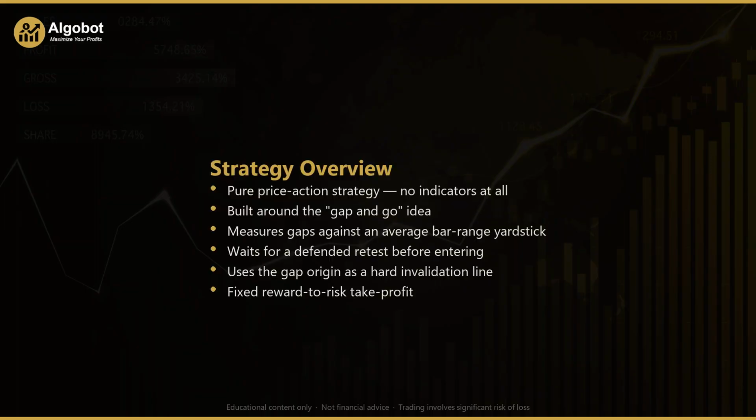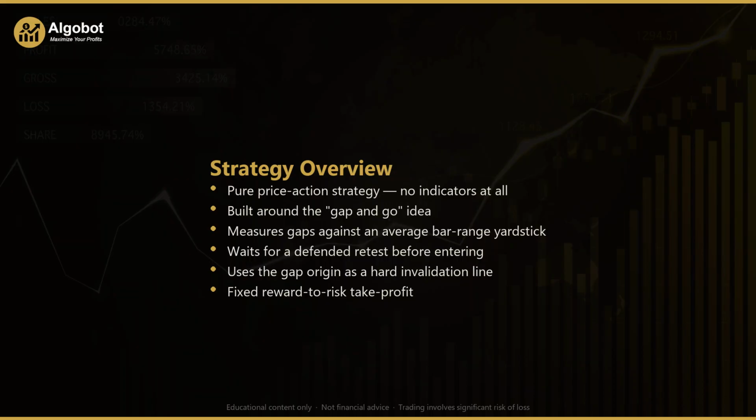Let's get started. So what does this expert advisor actually do? Gap Anchor Continuation is built around a classic price action concept that traders often call gap and go. A gap happens when one bar opens at a meaningfully different price from where the previous bar closed, leaving an empty space, or void, on the chart. The strategy treats a strong gap as a sign of one-sided commitment, where price tends to keep moving in the gap direction rather than snapping straight back.